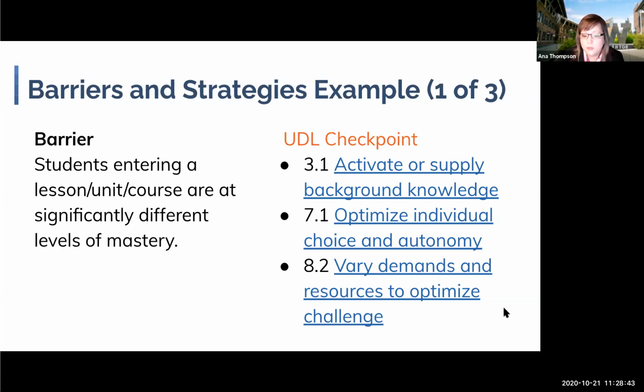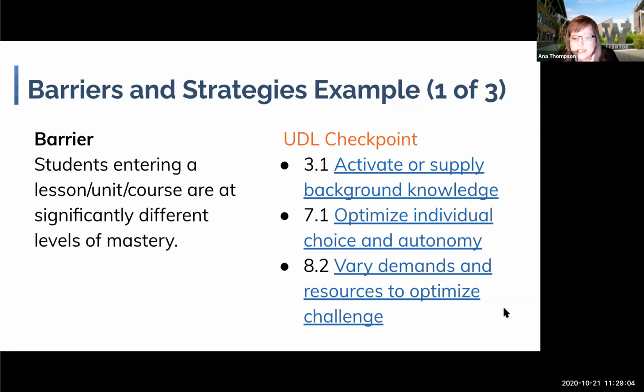Yes, starting with what they know. Absolutely. That establishes that great baseline for everyone. And then from there to the unknown. Also, other things, optimize individual choice and autonomy. How can we do that? How can we give them choices in the environment?